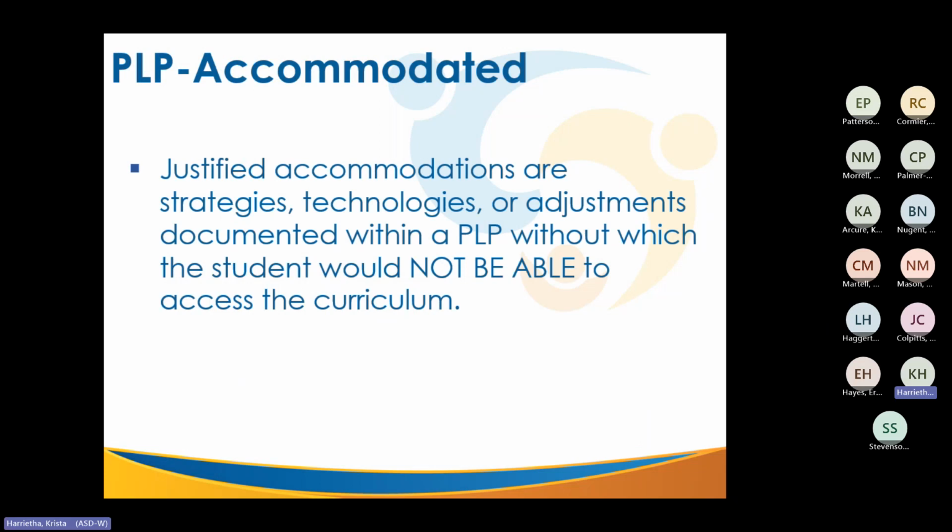So one of the first sections that will be pertinent for you is the PLP accommodated. So the justified accommodations are selected from a checklist, and this is completed by your resource teacher. Only selected accommodations and their headings appear in the view and print mode. So justified accommodations are strategies, technologies, or adjustments documented within a PLP without which the student would not be able to access the curriculum. So these are justified accommodations as opposed to universal.